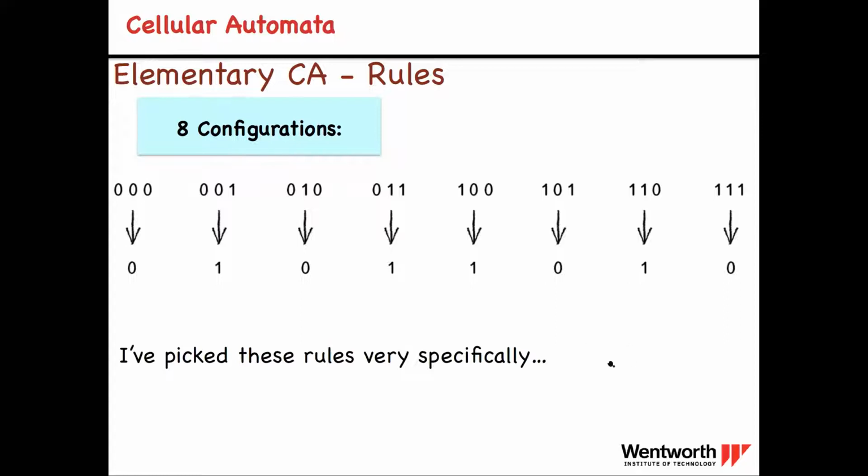Now, I picked this rule, like I said, very specifically, because if we start with a specific initial state, then we're going to get something really cool out of this rule. In Stephen Wolfram's version, this is known as Rule 90. So that's the rule that we're going to do. If you look up Rule 90 cellular automata, this is the rule that you're going to find.